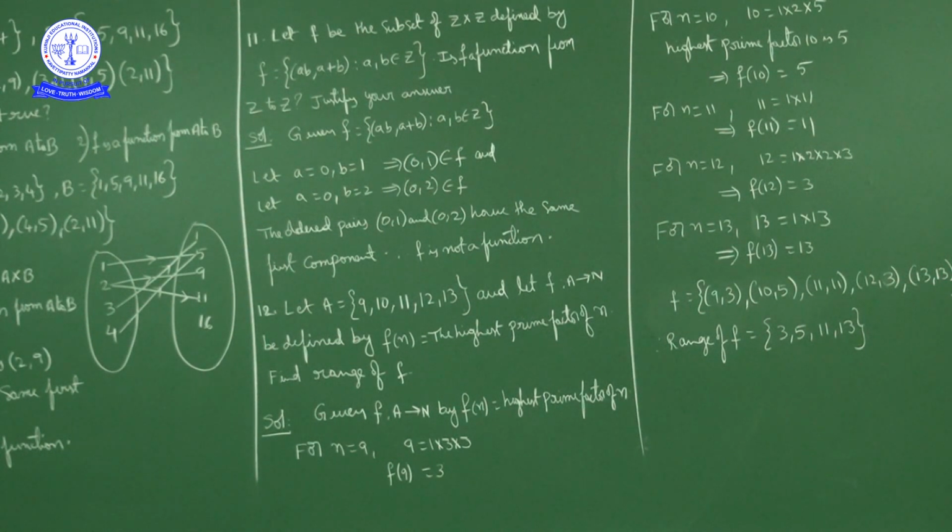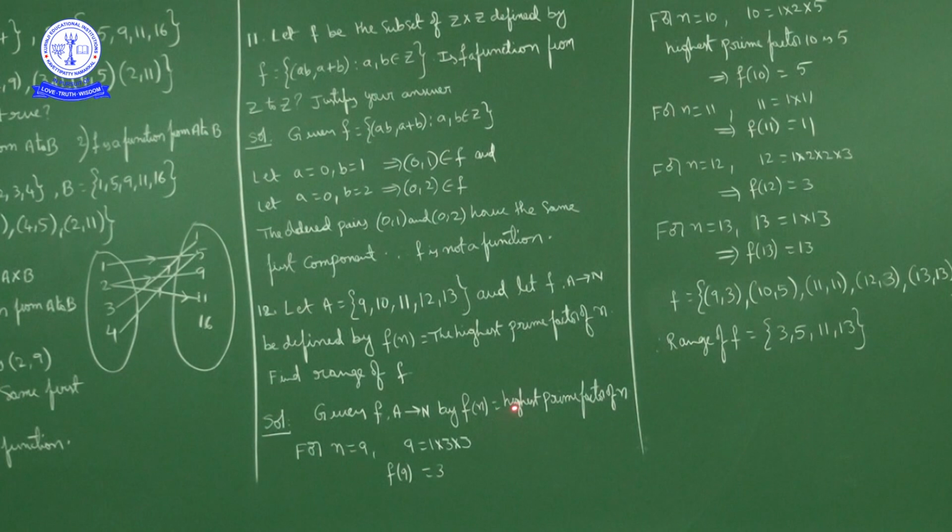Now range means the collection of second components in the ordered pairs. So what are the second components? 3, 5, 11, 3, 13. Nothing but, the range of F is 3, 5, 11 and 13. Here the question says A is the set containing the elements 9, 10, 11, 12, 13, F is from A to N defined by F of n equal to the highest prime factor of n, and we have to find the range of F.